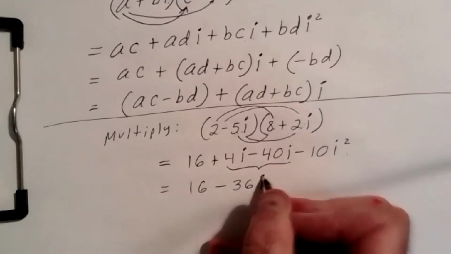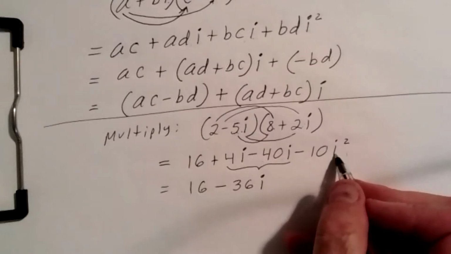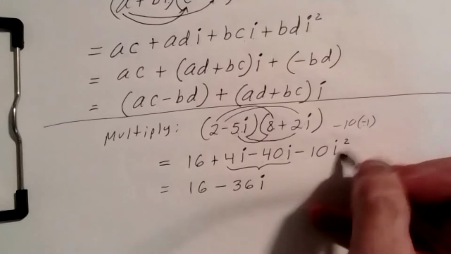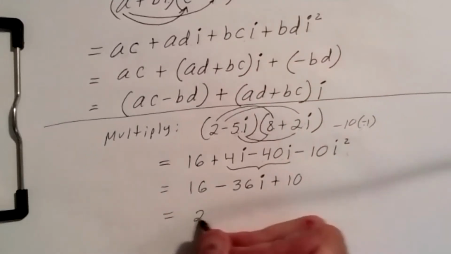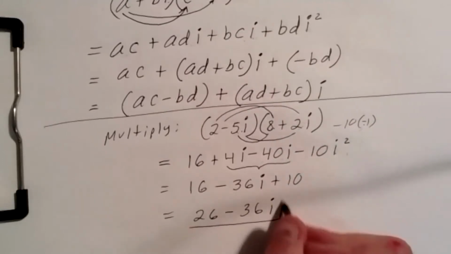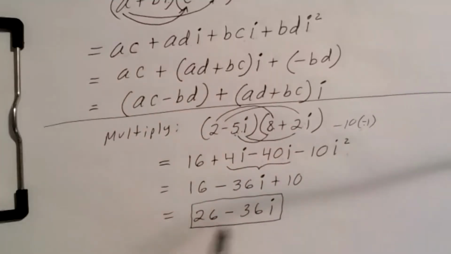It's negative 36i. And you agree that negative 10 times i squared is going to become what number? Negative 10 times -1, i squared replaced with -1, is plus a 10. Finally, what's 16 plus 10? 26. You got your final answer, ladies and gentlemen. This would be the product of these two complex numbers written in standard form: 26 minus 36i.